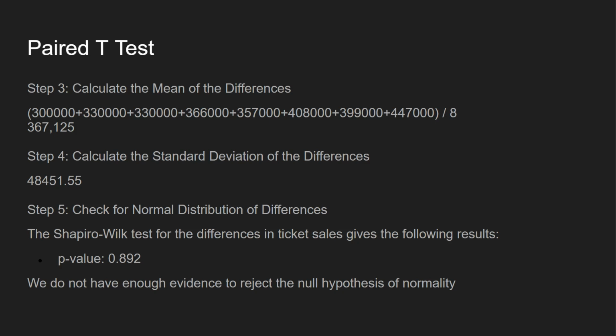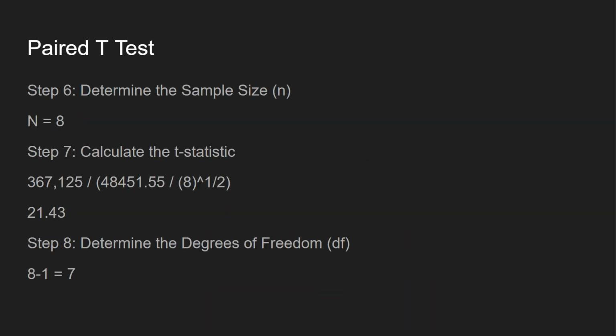Then we check for the normal distribution. We use the Shapiro-Wilk test, and we get a p-value of 0.892. So we don't have enough evidence to reject the null hypothesis of normality. I'm also going to be covering Shapiro-Wilk in another video, so don't worry about that one. Then we determine sample size, which is 8. Calculate the t-statistic. I get 21.43. Then determine the degrees of freedom: 8 minus 1, 7. This degree of freedom is super, super easy, right?